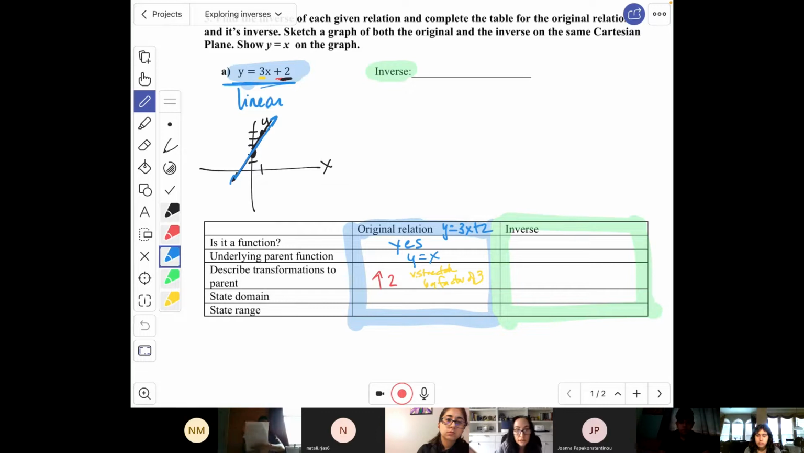You can check it on Desmos. Now, what is the domain of that original function? What is the domain of that line? Can you tell me? Negative infinity to infinity. Yes, it is all real numbers. And what about the range?